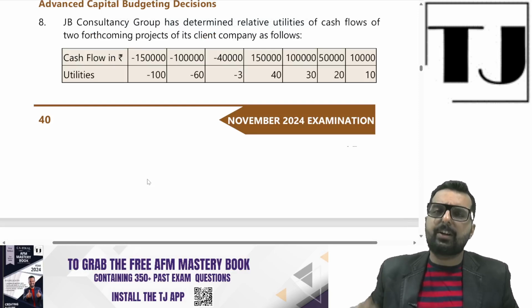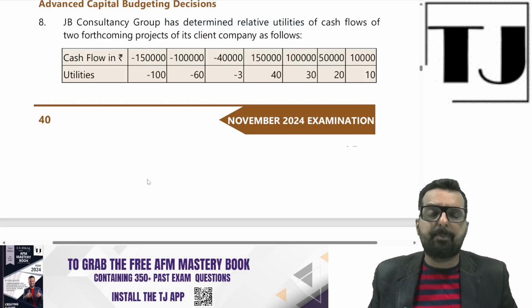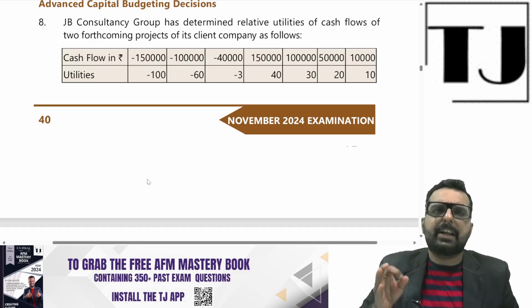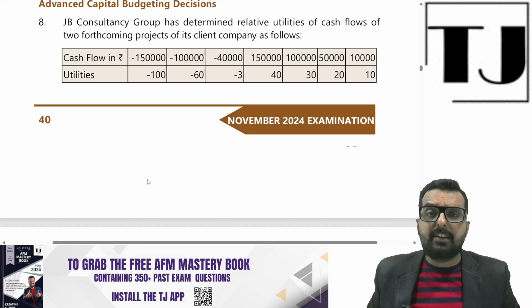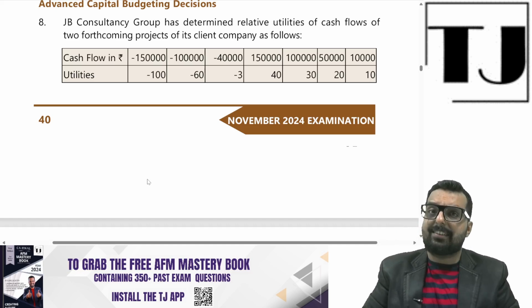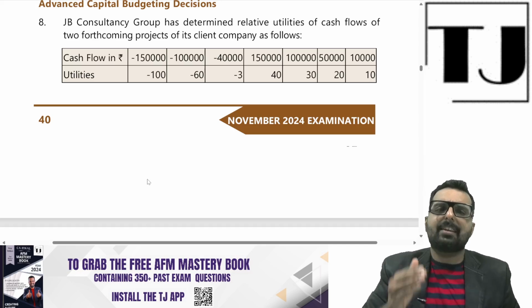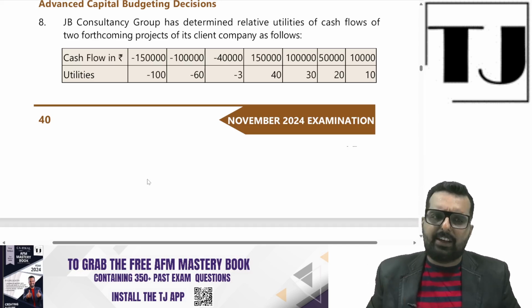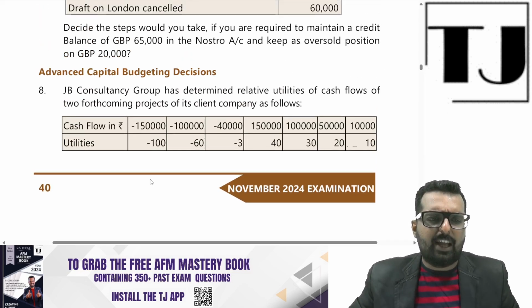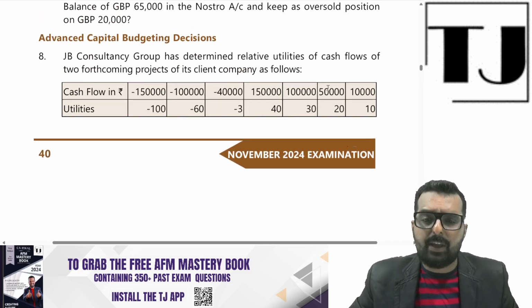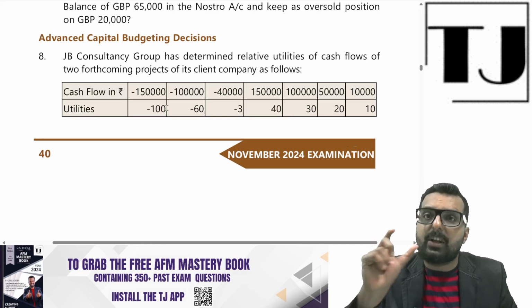Today I'm back with another important question, which is from November 2024 RTP. This is also one of the questions which has come in your study material in the chapter of Advanced Capital Budgeting. Friends, this is a question where they have given you a set of cash flows. They have also given you a set of utilities.